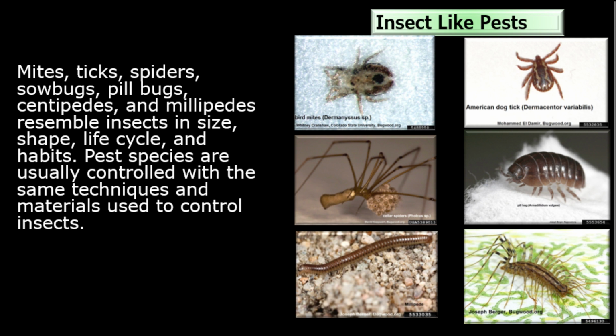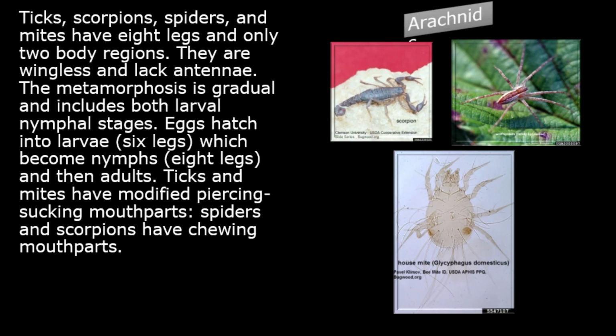Let's look at some insect-like pests. We're going to have in this category mites, ticks, spiders, sow-bugs, pill-bugs, centipedes, and millipedes, and they resemble insects in size, shape, life cycle, and habits. Pest species are usually controlled with the same techniques and materials used to control insects. Let's take a look at arachnids. These would be ticks, scorpions, spiders, and mites. They have 8 legs and only 2 body regions. They are wingless and lack antennae.